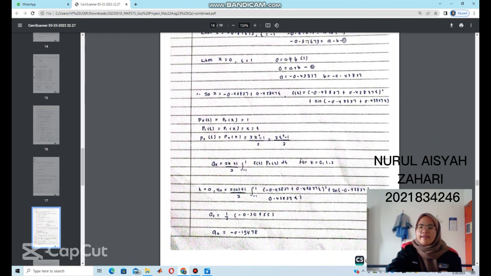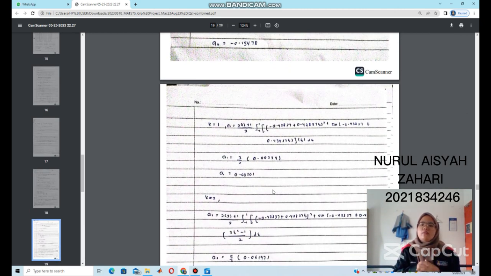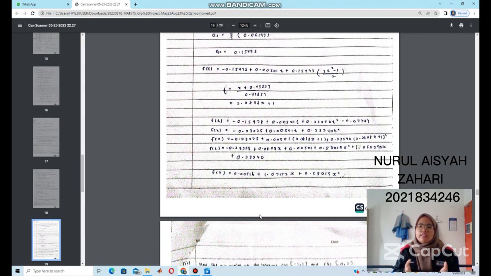So at this part, I need to assume that k equal to 0. So I have to use the formula of ak equal to (2k plus 1) divided by 2. I assume k is equal to 0 at a0, k equal to 1 at a1, and k equal to 2 at a2. And then I get the value of f(t). So I need to change back to get the value of f(x).